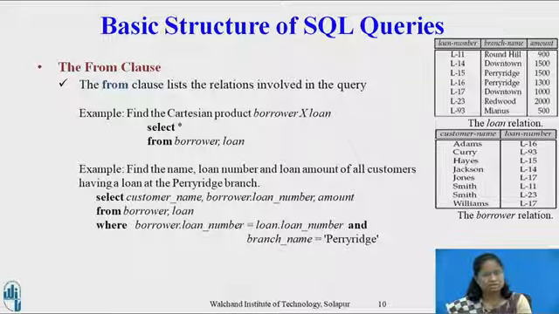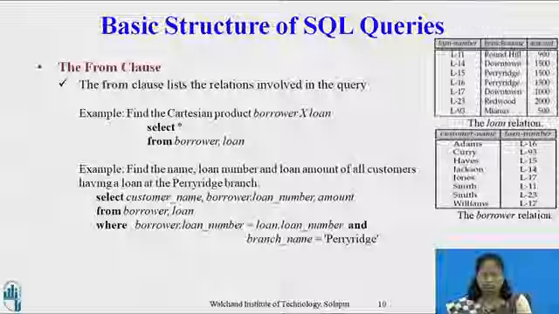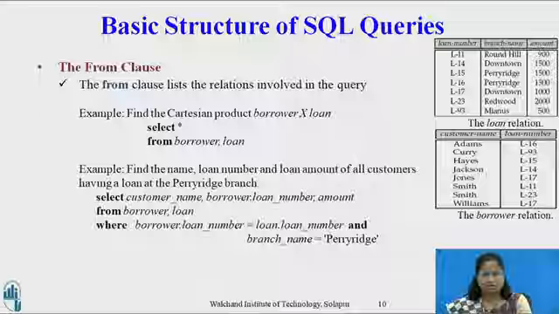The from clause lists the relations involved in the query. Example: find the Cartesian product of borrower and loan. SQL command: select star from borrower, loan. Second example: find the name, loan number and loan amount for all customers having a loan at the Perryridge branch. SQL command: select customer name, borrower.loan number, amount from borrower, loan where borrower.loan number equals loan.loan number and branch name equals Perryridge.